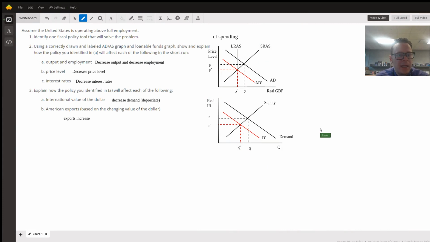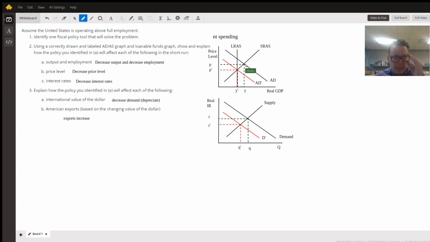Good morning. Looking at this question you submitted, the United States is operating above full employment. That is implying an inflationary gap. It means you're doing better than your potential. Your potential is represented by the long run aggregate supply curve, and our output levels are above that, which would be right here at aggregate demand and short run aggregate supply.